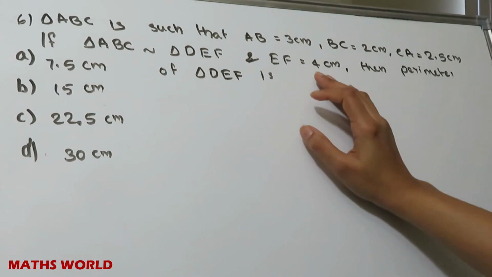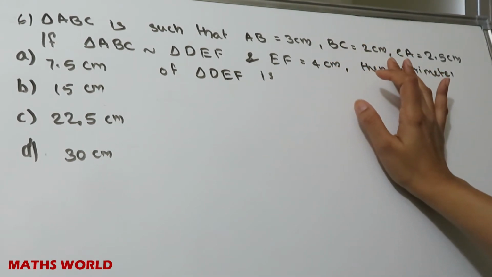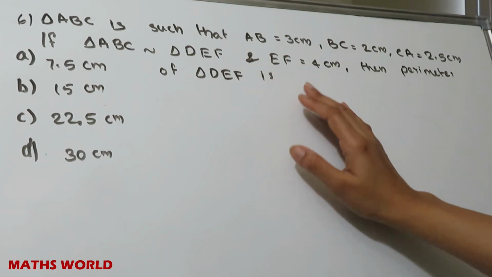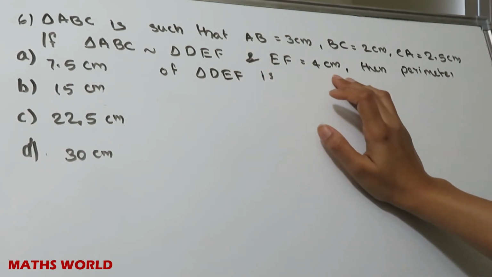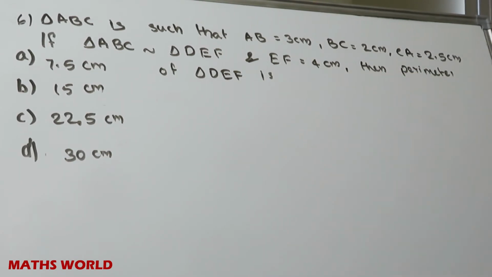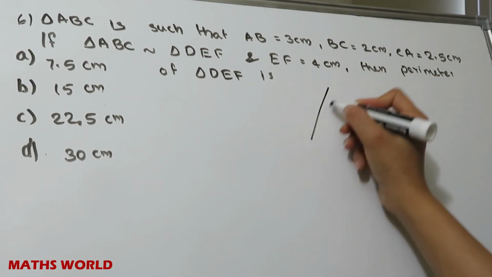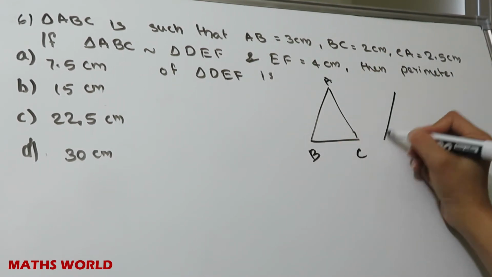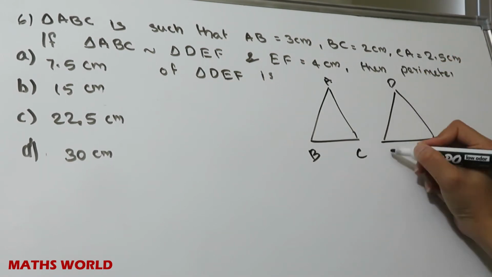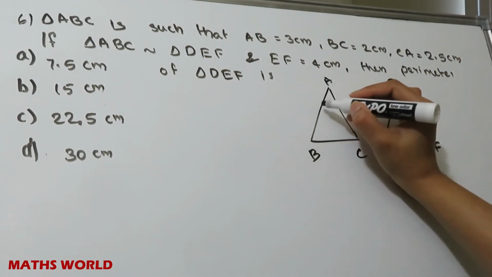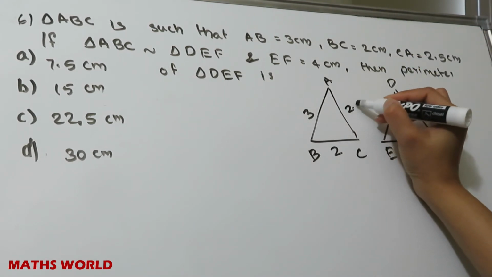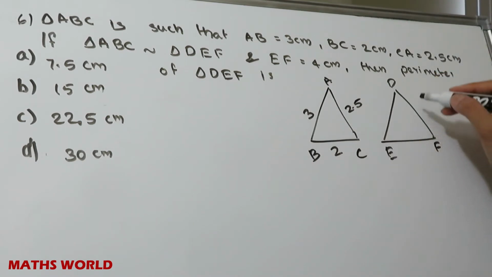Sixth one: triangle ABC is such that AB equal to 3 cm, BC is equal to 2 cm, CA is equal to 2.5 cm. If triangle ABC is similar to triangle DEF, EF is equal to 4 cm, then find the perimeter of DEF. So there are two triangles, ABC and another one is DEF. Given that AB equal to 3 cm, BC is equal to 2 cm, CA is equal to 2.5 cm. And in the triangle DEF, EF is equal to 4 cm.